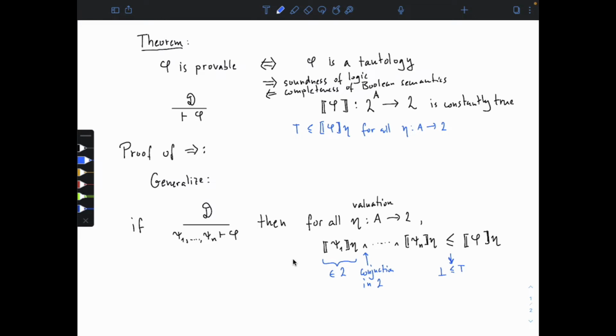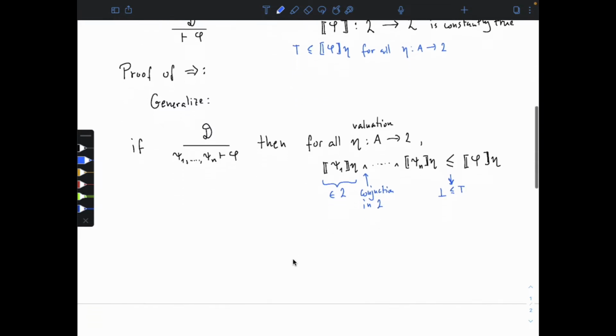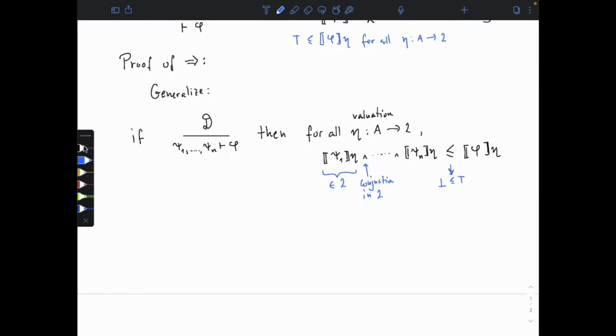Okay. Now, this is for classical logic. What about intuitionistic logic? Well, for intuitionistic logic, so no excluded middle, we need to use Heyting algebras, which are the corresponding structure that is like the Boolean algebras, but without the nice properties of complement.